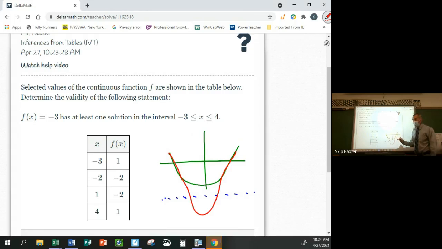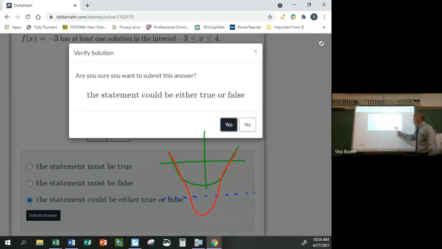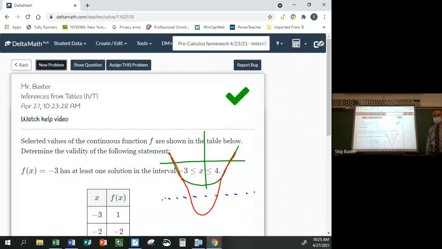So, in this case, the statement would be true in the red function I drew. In the green function I drew, the statement would be false. It could be true, it could be false, depending on the missing values that they're not showing us. So I would say the statement could be either true or false. Does that make sense?